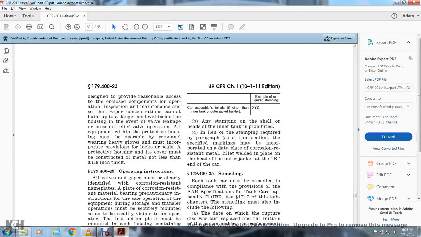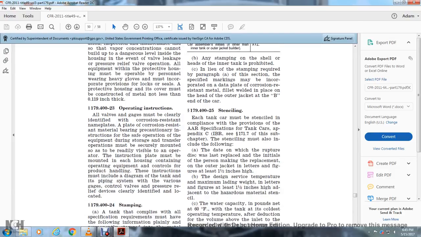All of the equipment within the protective housing must be operable by personnel wearing heavy gloves and must incorporate provisions for locks and seals. The protective housing and the cover must be constructed of metal not less than 119 thousandths of an inch thick.